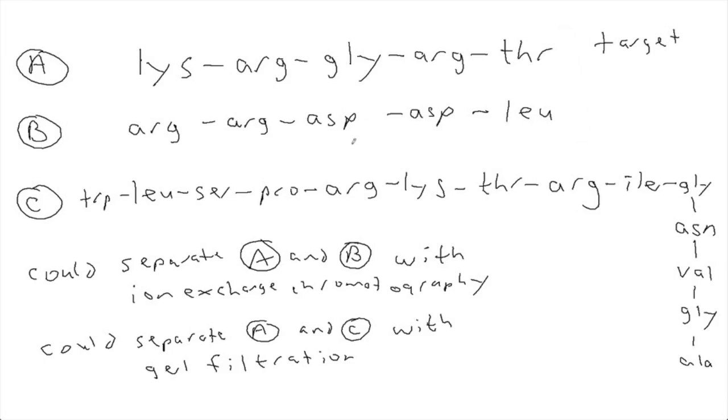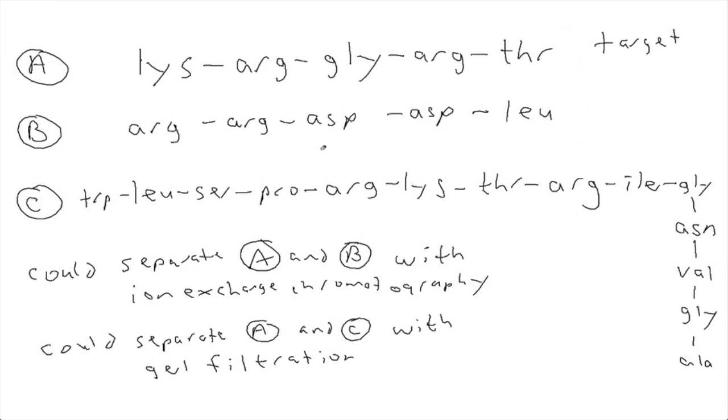Would B be positively charged now? Yes. Why do you say that? Because it has two arginines. Oh, wait. It would not, because they cancel out with the two aspartates, so it would just be neutral.